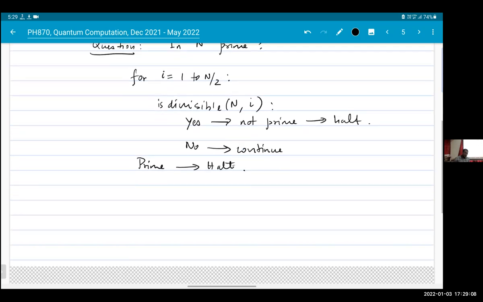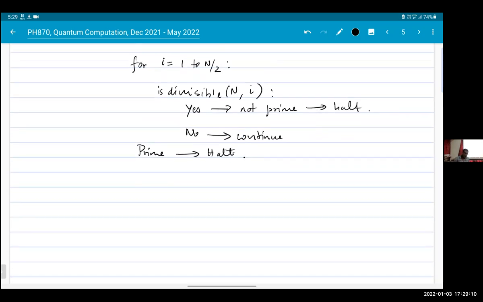So this is a typical example of a question that one might want to ask a computer. And so such a problem goes by the general name of a halting problem.